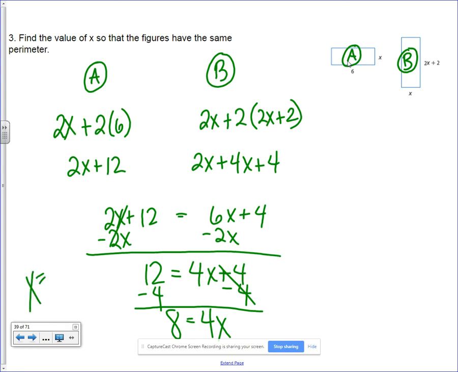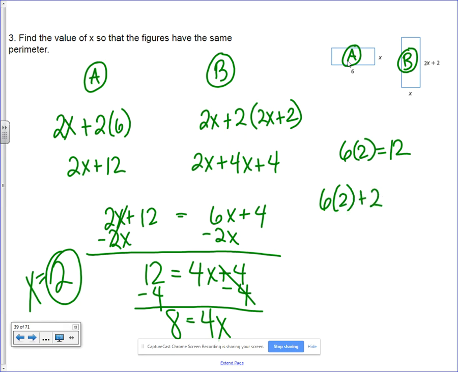So x is 2. Okay, so if I wanted to ask you the area of those, I would take and substitute that in. If I asked you what the area was, basically it'd be 6 times 2, which would be 12 for the area. If I asked you for the perimeter, it would be 12 plus 4 would be 16 for the perimeter. And again, it wouldn't matter which one you plug that in for. You still should get the same thing regardless.